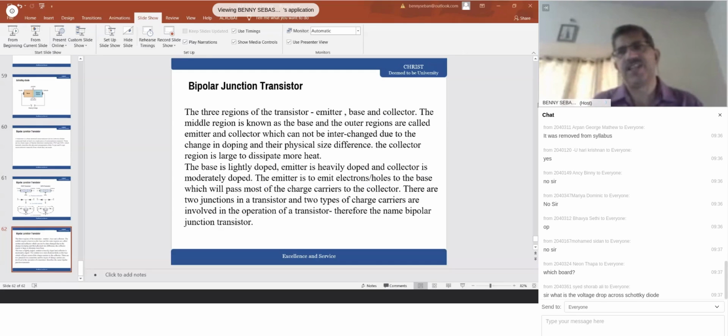I don't know whether you have seen a transistor. I have no idea whether you have seen what a transistor looks like. I'm not sure about that. Okay, anyway, you can't interchange emitter, base, and collector.